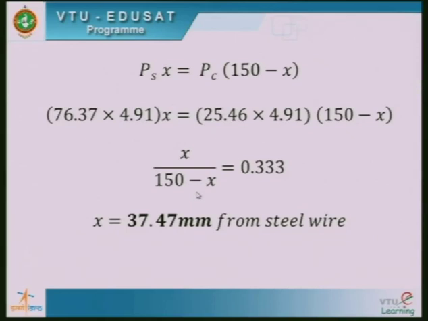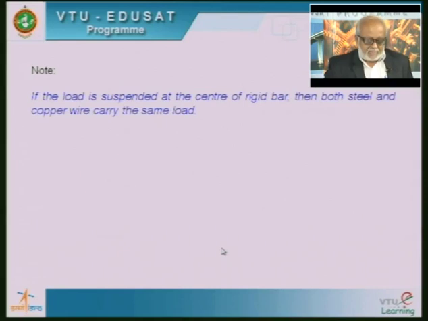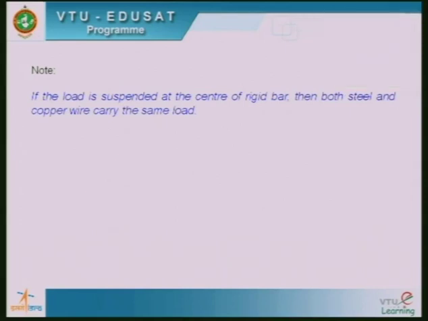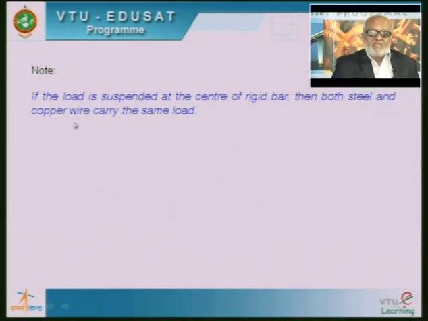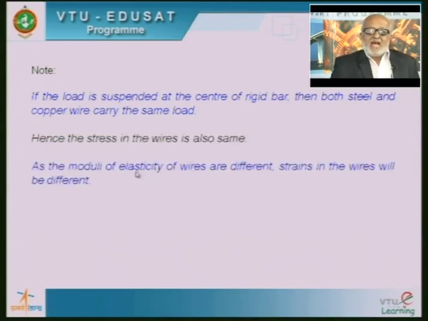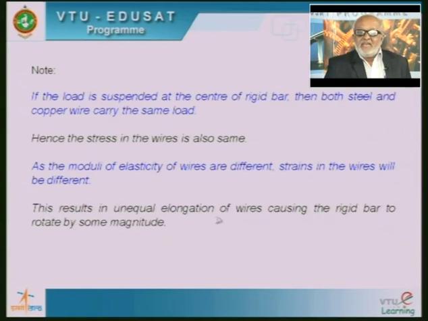So, this is the problem which illustrates the concept of the composite bar. Now, let us try to note a few important points. If the load is suspended at the center of the rigid bar, then both steel and copper wire will carry the same load. Hence, the stresses in the wires are also the same. As the moduli of elasticity of the wires are different, strains in the wires will be different. This results in unequal elongation of the wires, causing the rigid bar to rotate by some magnitude.